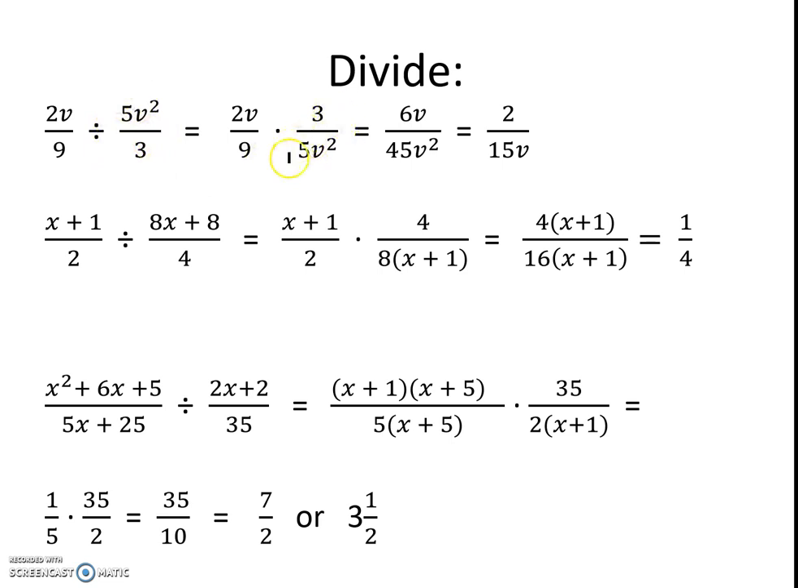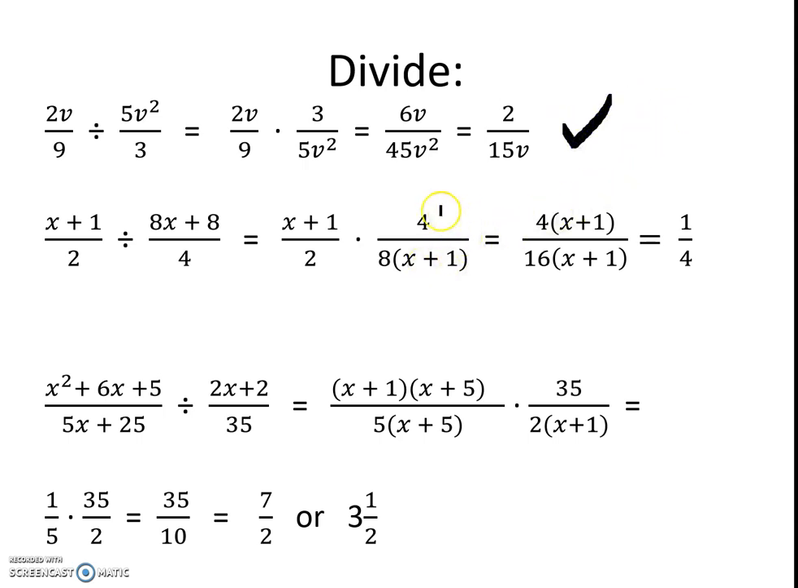right and multiply. So we have 2v times 3, which is 6v. On the denominator, 9 times 5, v squared is 45v squared. 3 goes into 6 2 times, and 3 goes into 45 15 times. And that v simply cancels into our v squared, and we're left with a v in the denominator. So we have 2 divided by 15v.